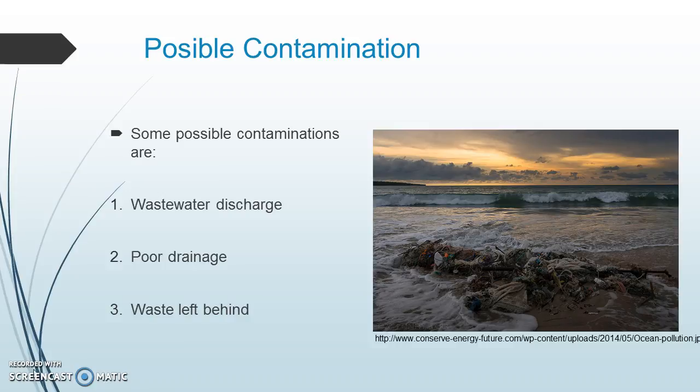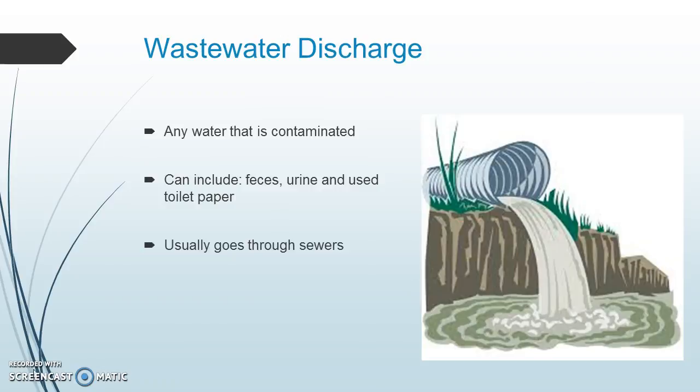Some possible factors that could cause contamination in our beaches are wastewater discharge, poor drainage, and waste left behind by us. Wastewater discharge is defined by any water that is contaminated by us humans. This can be anything from washing our teeth and spitting the toothpaste in the sink, or the water that goes down the drain after a shower because it contains soap which has chemical components.